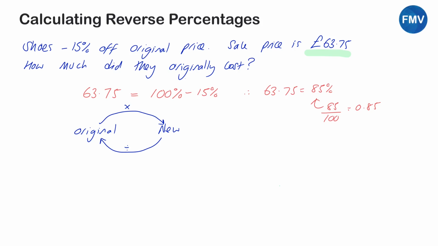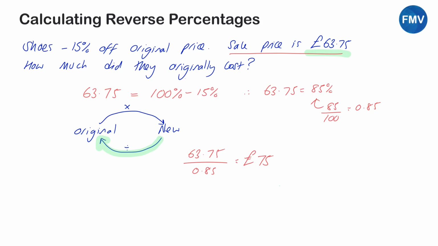So in this case here, we are looking at the new price because the sale price is the new price, and we're going back to the original price. So in our case, it's division. So we have £63.75 divided by the multiplier of 0.85. Put that in your calculator, and the original price is £75.